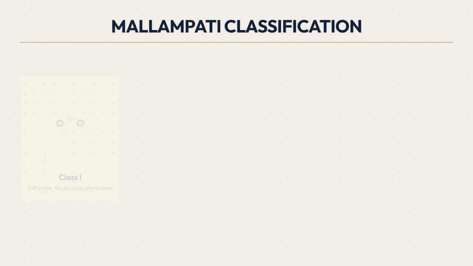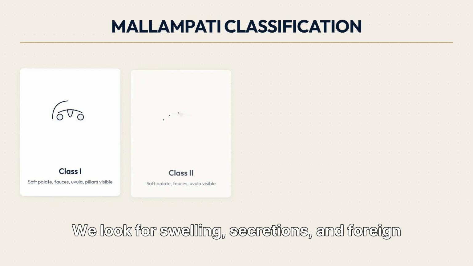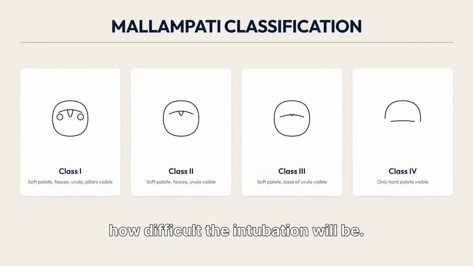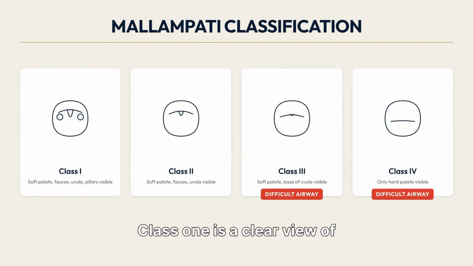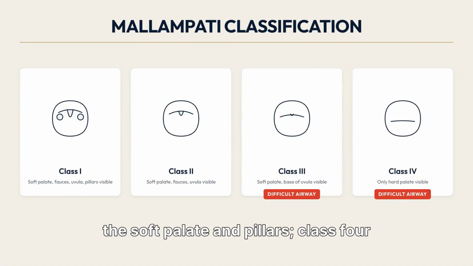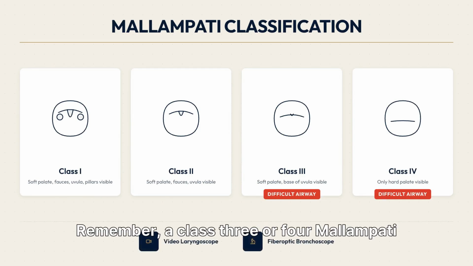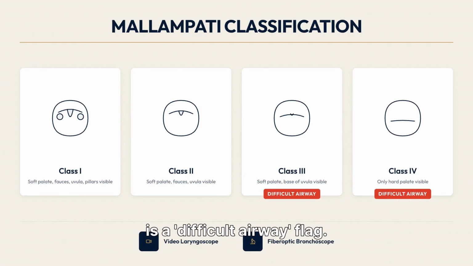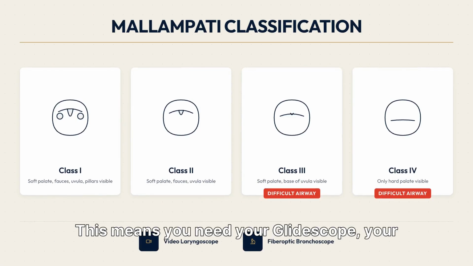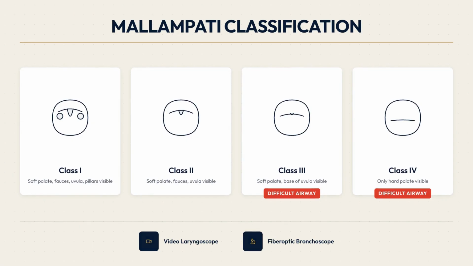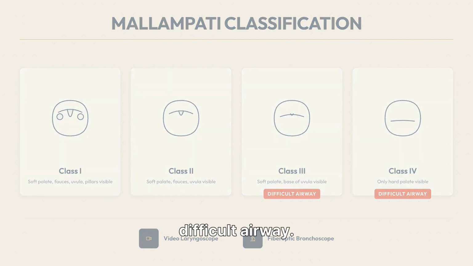Before we ever attempt to intubate, we must assess the airway. We look for swelling, secretions, and foreign bodies. We use the Mallampati score to predict how difficult the intubation will be. Class 1 is a clear view of the soft palate and pillars. Class 4 is when you can't see anything but the hard palate. Remember, a Class 3 or 4 Mallampati is a difficult airway flag. This means you need your glide scope, your fiber optic bronchoscope, and your most experienced clinician at the bedside. Don't be caught by surprise by a difficult airway.